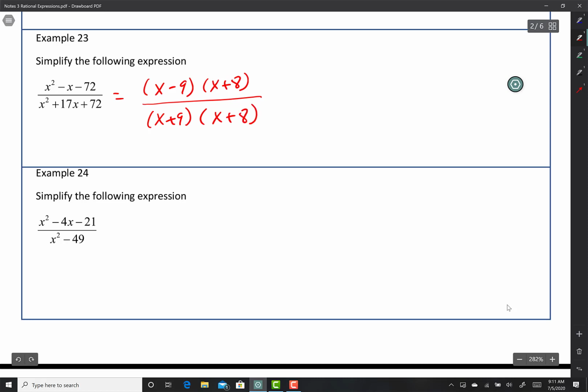So from there, what factors are equivalent in the top and bottom? The x plus 8s. So we have x minus 9 over x plus 9. And there it is, guys.